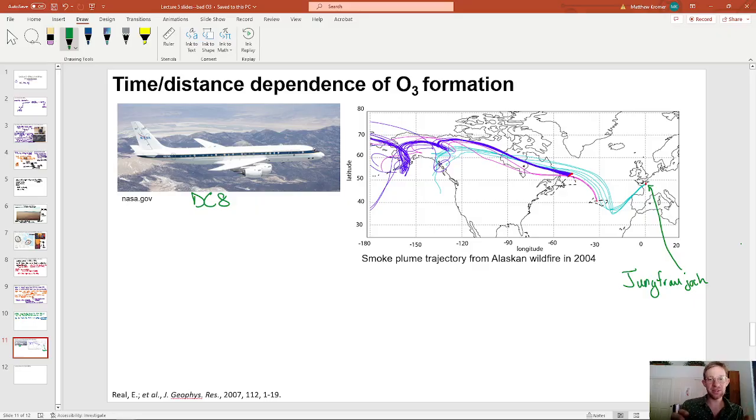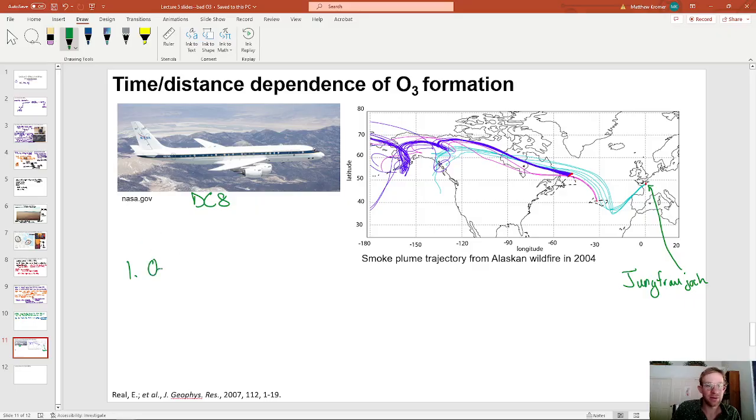And what these researchers did essentially is they just measured ozone content in the plume as it was traveling towards Europe, and they measured the relative ratios of peroxyacetyl nitrates to ozone to measure how quickly or slowly they formed ozone or converted back into NOx to form ozone. And they found some really interesting results.